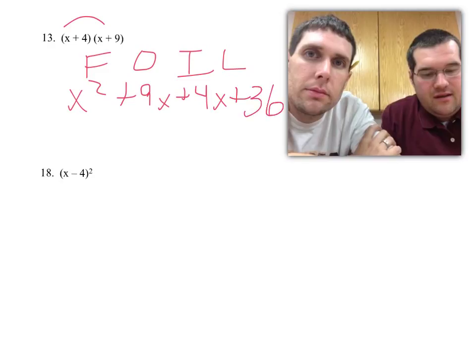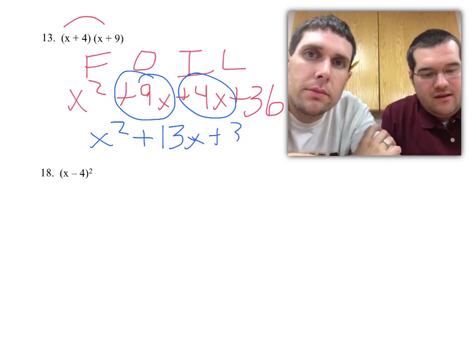So that's how you FOIL, and then we look at this and we see, back to Unit 1, there's something we can combine because they're like terms. We've got a positive 9x and a positive 4x. Those two can be combined. So I know I can leave my x squared, but 9 plus 4 gives me 13x. And then my 36 stays on the end. So my two binomials multiplied gives me a trinomial.